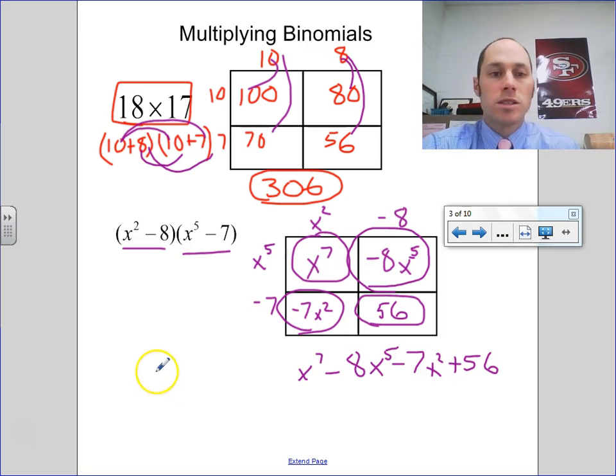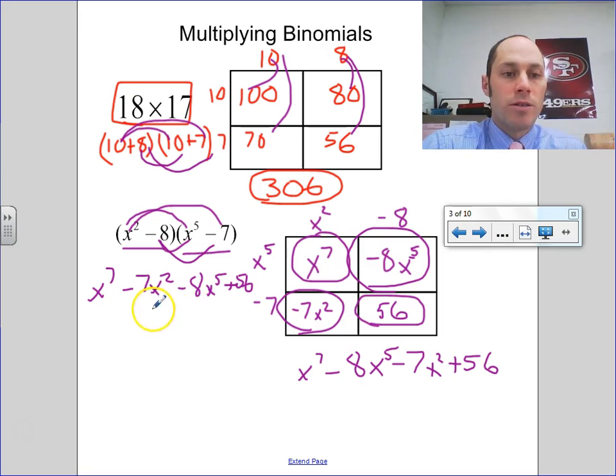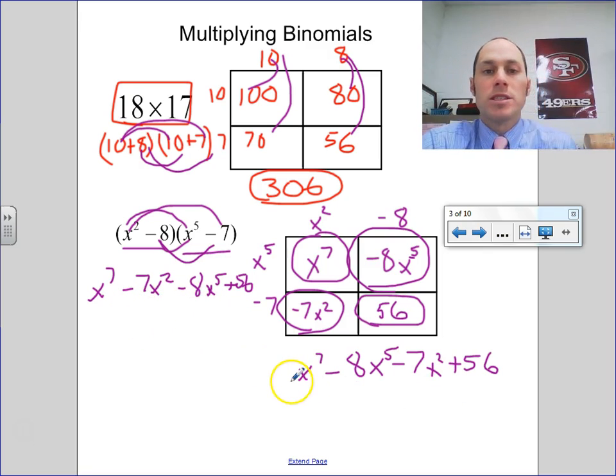So if the area model works for you, great. Otherwise, think about it as distributing. X to the seventh, x squared times negative 7 is negative 7x squared. And negative 8 times x to the fifth. And then I have negative 8 times negative 7. Then I need to switch these around in order to put them in proper standard order.